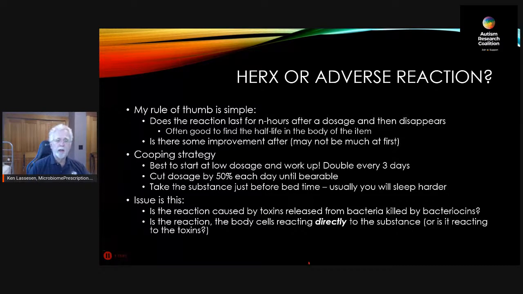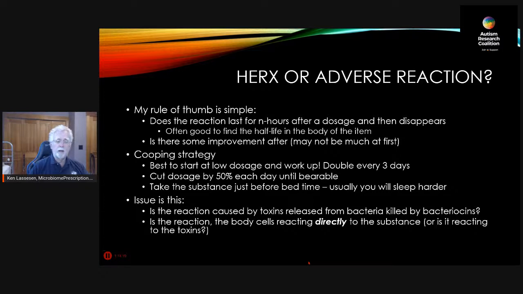Whatever substance you are taking, try finding out the half-life in the body of the substance. It would give you some idea of how long a Herx is likely to happen for. Coping strategy: if something happens to become a Herx, start at a very low dosage and work up. Double perhaps every 3 days and cut dosage to 50% if the Herx becomes unbearable or problematic. Often I take the substance just before bedtime, because it will cause me to sleep much harder and longer, and it can become a sleep aid.